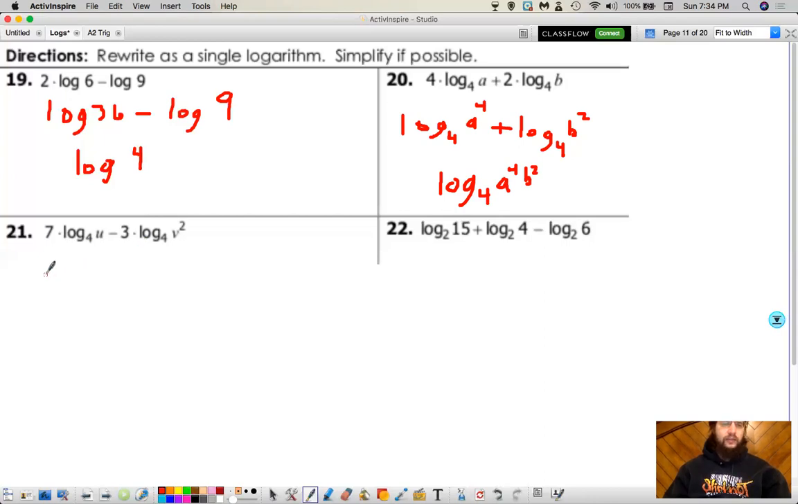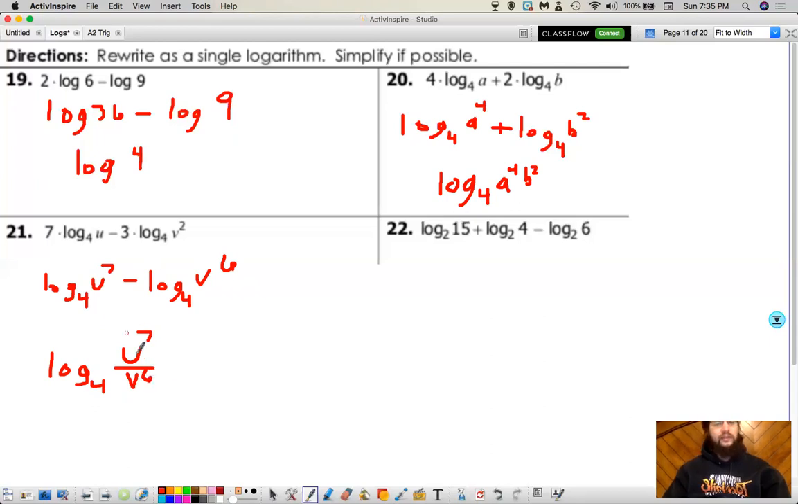Same kind of thing on this one. We have log base 4 of u to the 7th, and we have minus, oh wait, we have v squared cubed. What do we do when we raise a power to a power? We multiply. That's log base 4 of v to the 6th. Then we're subtracting, so this is terrible handwriting. This is a u, that's a v. So that's going to be log base 4, that doesn't change, u to the 7th over v to the 6th.